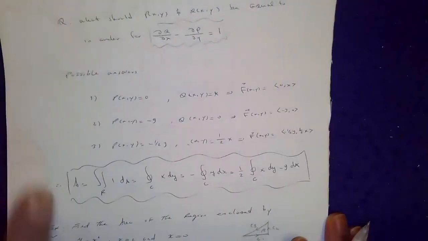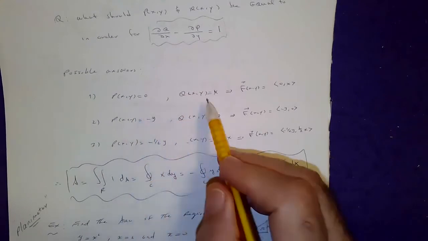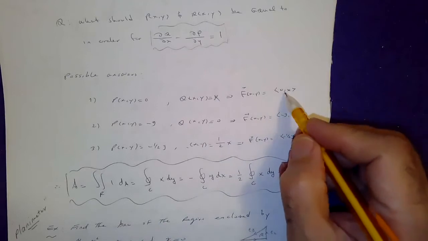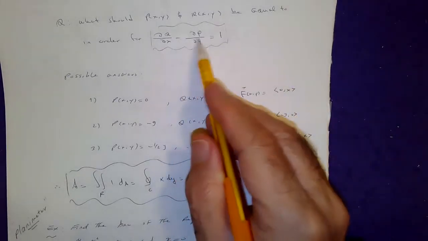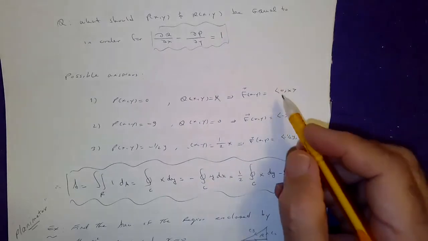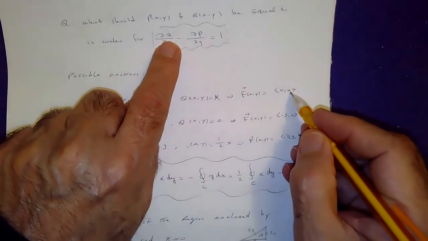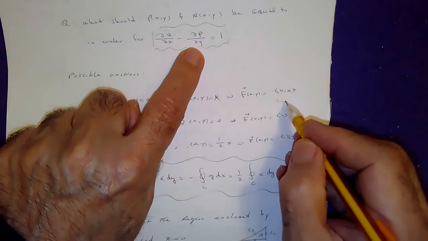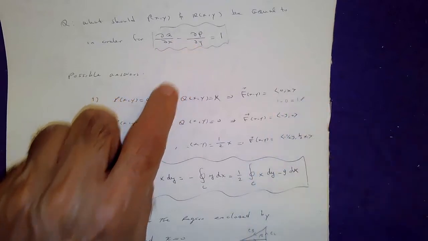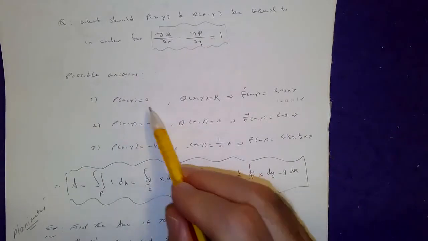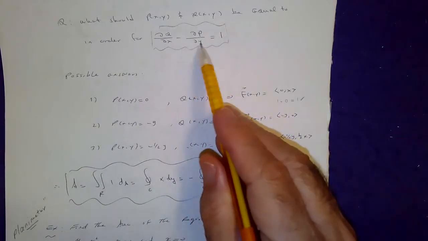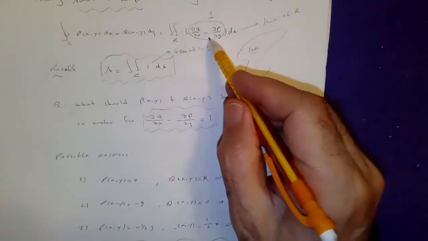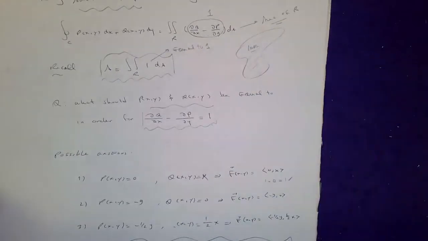Well, it turns out one possible answer is, if P is 0 and Q is x, in other words, the vector field is (0, x), then this difference will be 1. How? The partial of Q with respect to x is 1, and the partial of P with respect to y is 0, so you get 1. Do you see it? So if P is 0 and Q is x, this difference becomes 1, and if that difference is 1, then you find the area of the region.